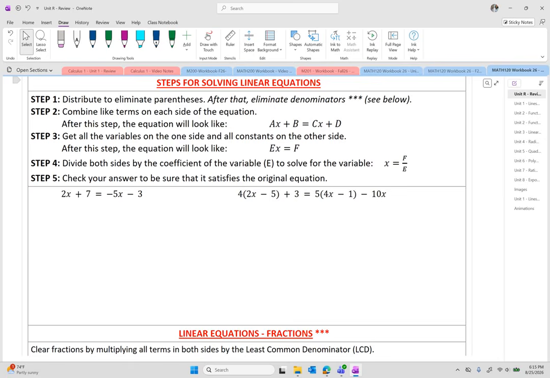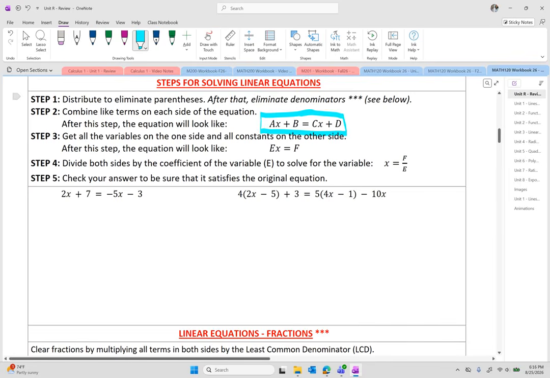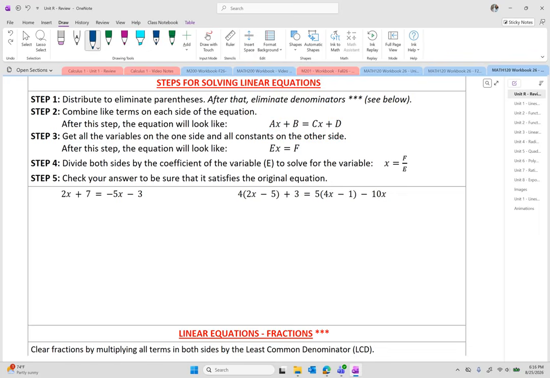So I am done with step 2, and I am successfully in the form ax plus b equals cx plus d. That's what that looks like. And I'm ready to do step 3. So step 3 says move the variables on one side. I choose to move them to the left.